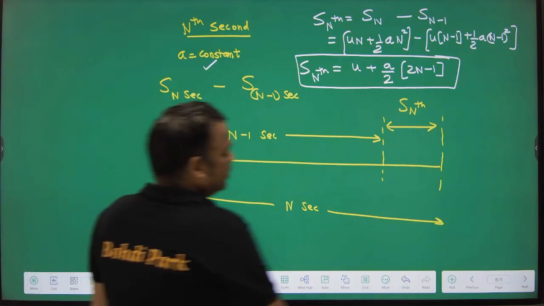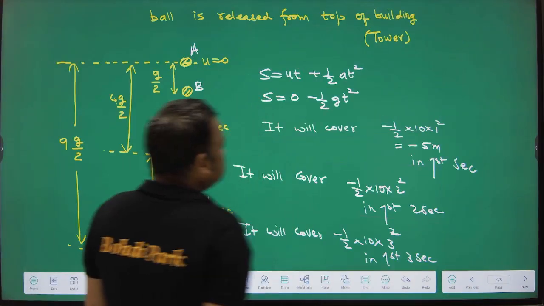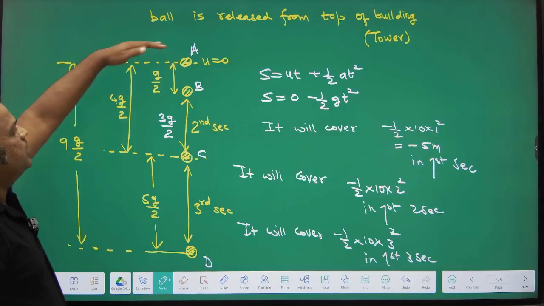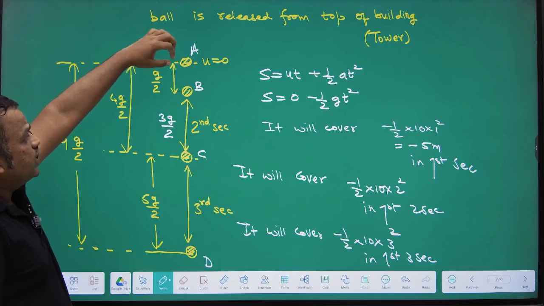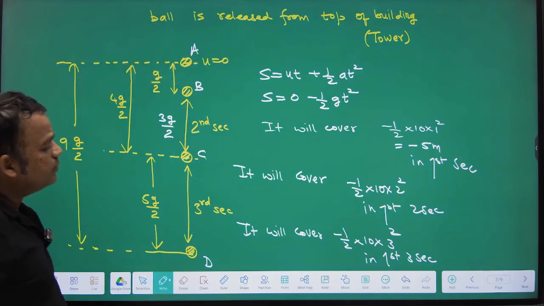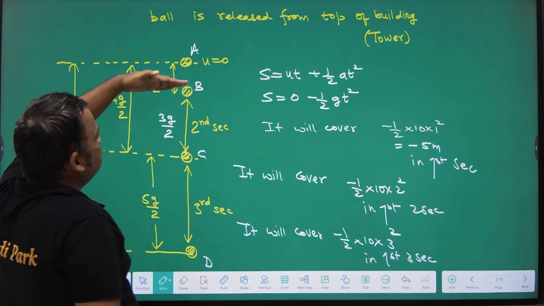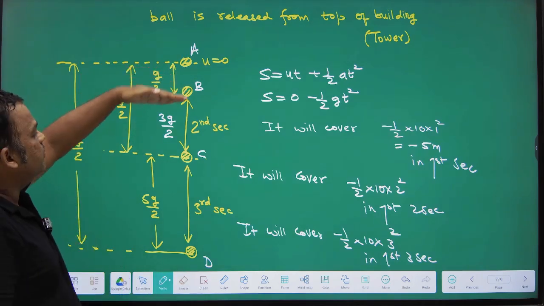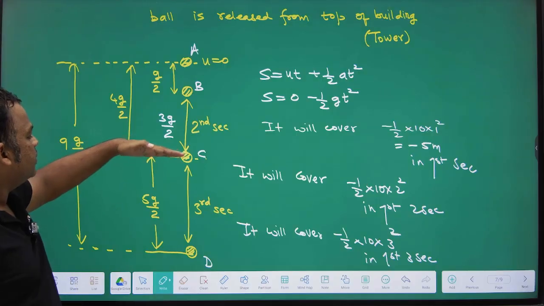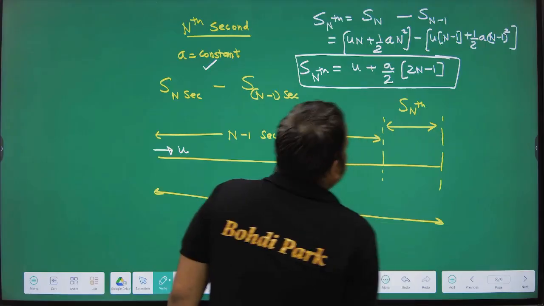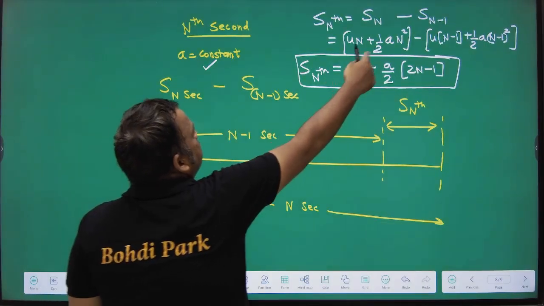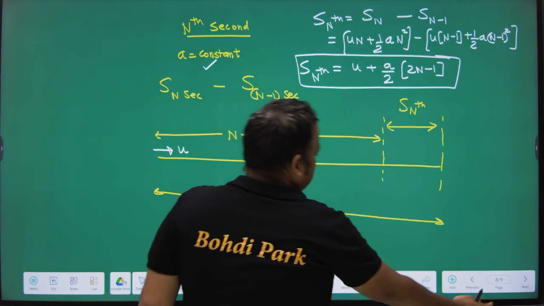So let's go back to the previous situation, which is motion under gravity. The object is released from rest. So in the first second, how much will it cover? g by 2. In the second second it will cover 3g by 2. In the third second it will cover 5g by 2. So let's find these answers using this formula, u plus a by 2 into 2n minus 1.